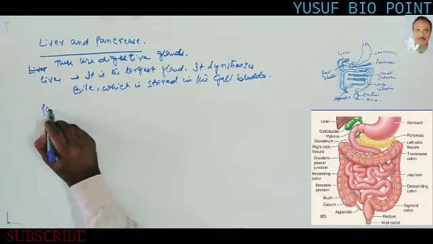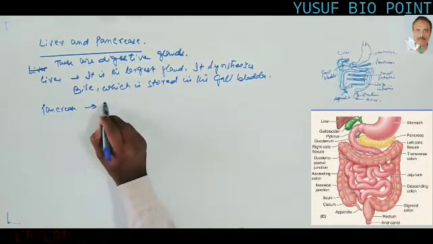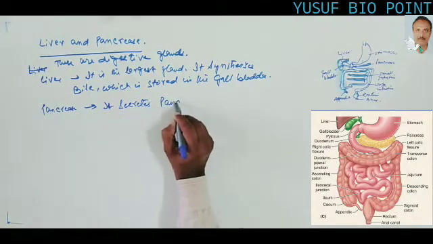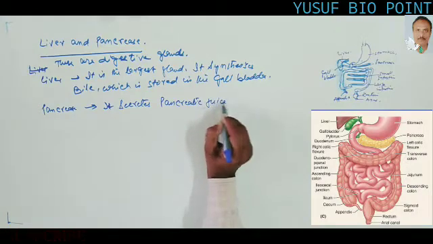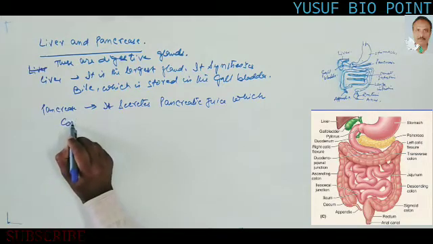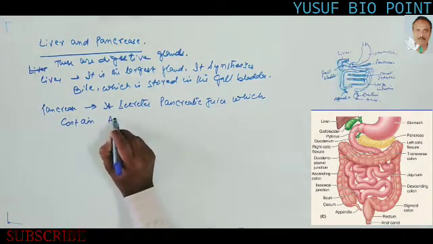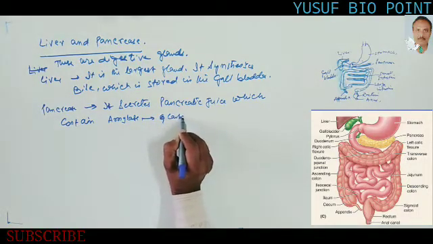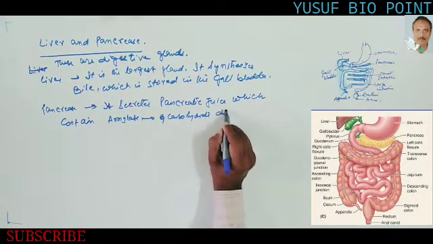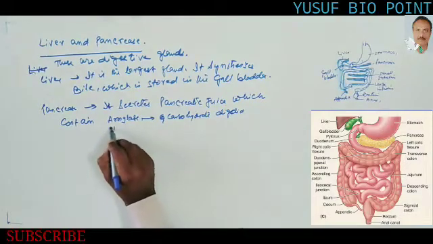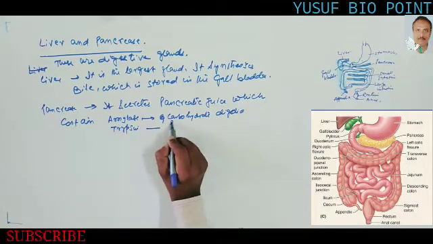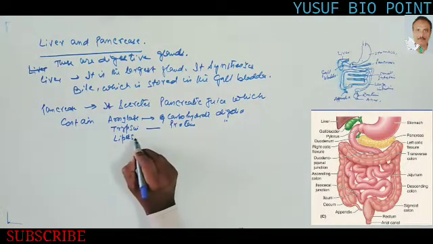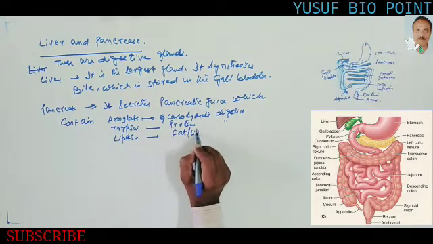Second one, pancreas. It secretes pancreatic juice, which contains amylase for carbohydrate digestion, trypsin for protein digestion, and lipase for fat or lipid digestion.